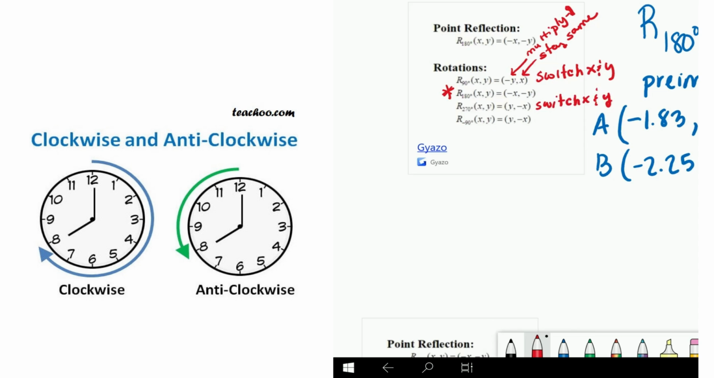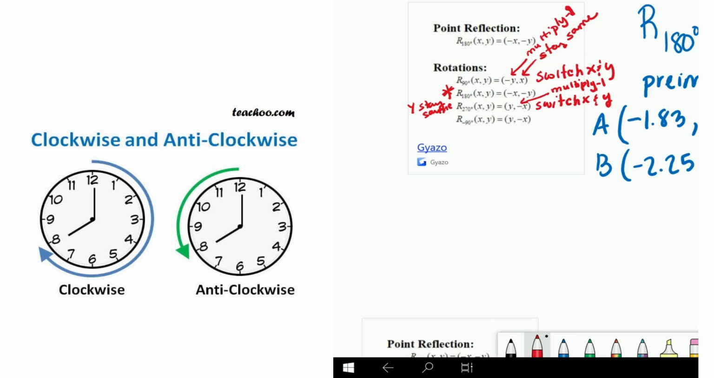Not only are we going to switch the x and y, the y is actually going to stay the same in this situation. Y stays the same. But look at what happens to the x. To the x, we're going to multiply by -1. All right, now let's look at the last one.